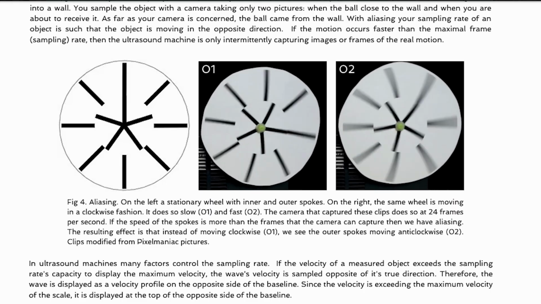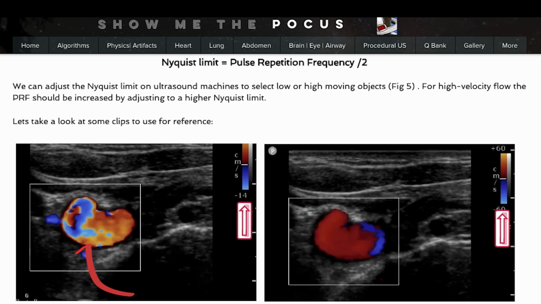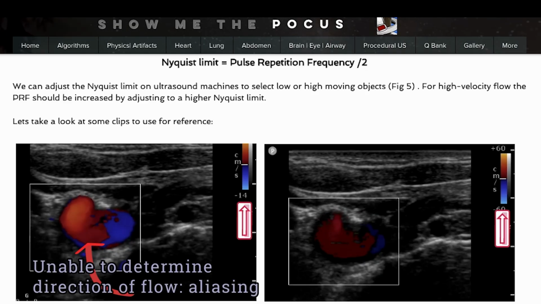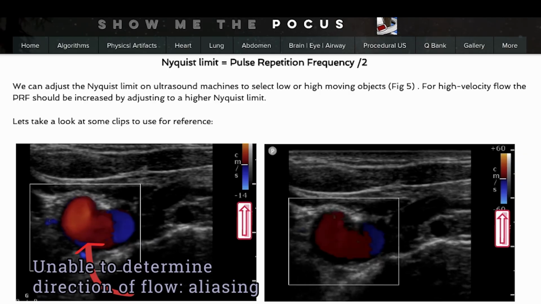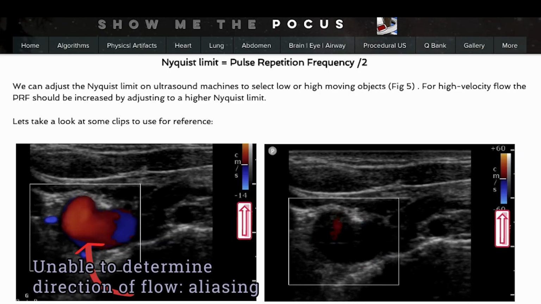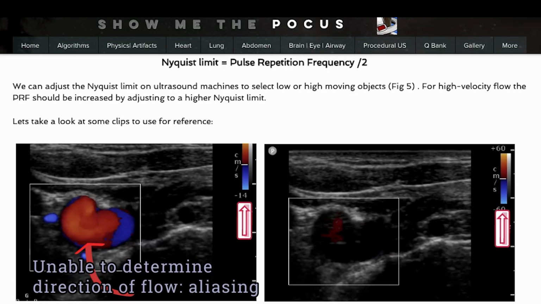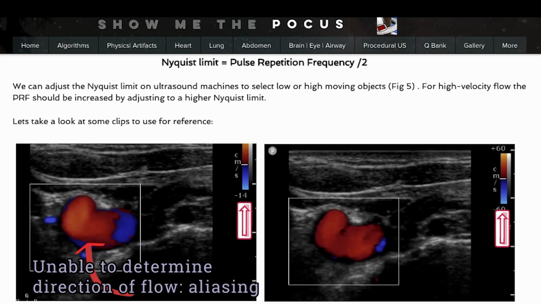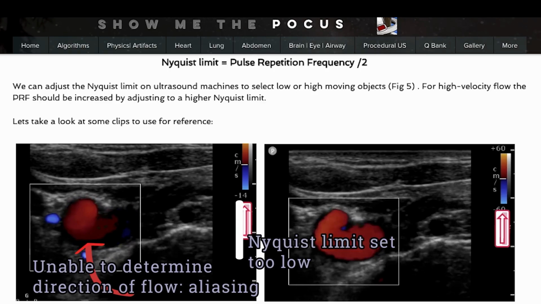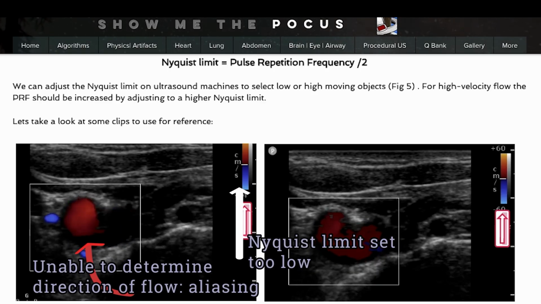In ultrasound machines, many factors control the sampling rate. If the velocity of the measured object exceeds the sampling rate's capacity to display the maximum velocity, the wave's velocity is sampled opposite of its true direction. Therefore, the wave is displayed as a velocity profile on the opposite side of the baseline. Since the velocity is exceeding the maximum velocity of the scale, it is displayed on top of the opposite side of the baseline.